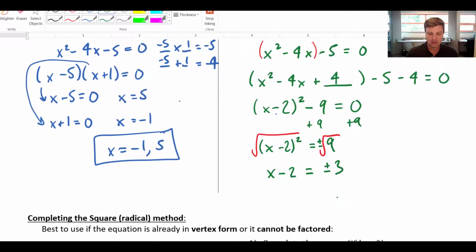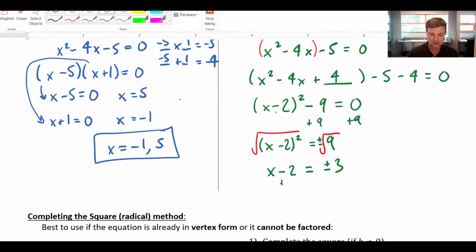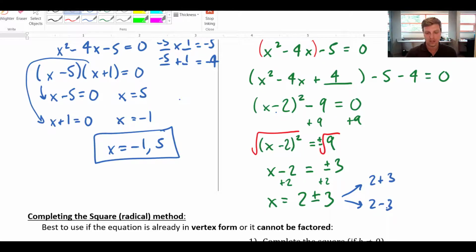We're going to keep going here and see where this goes. Now I want to move the 2 over to the other side. I'm going to add 2 to this side, and I get x is equal to 2 plus or minus 3. That's a really weird way to write things, but let's think about what that would actually mean. The answer is either 2 plus 3 or 2 minus 3. Those are my two possible solutions.